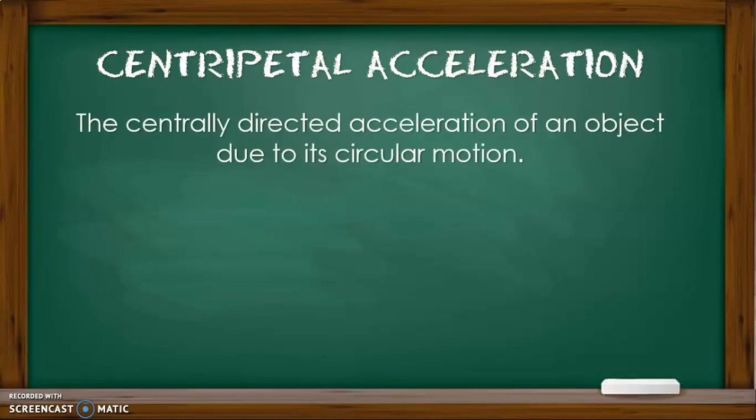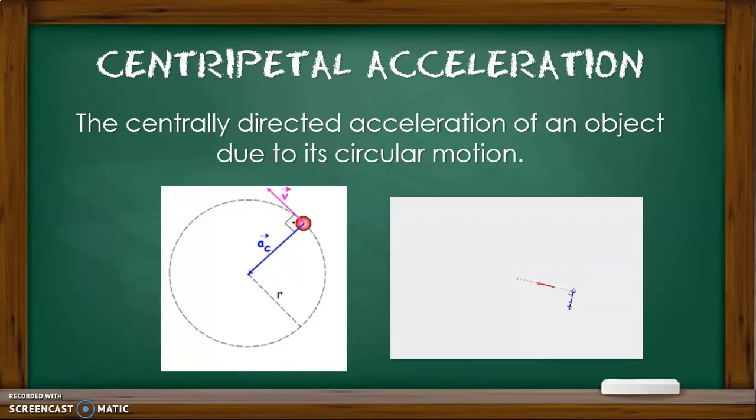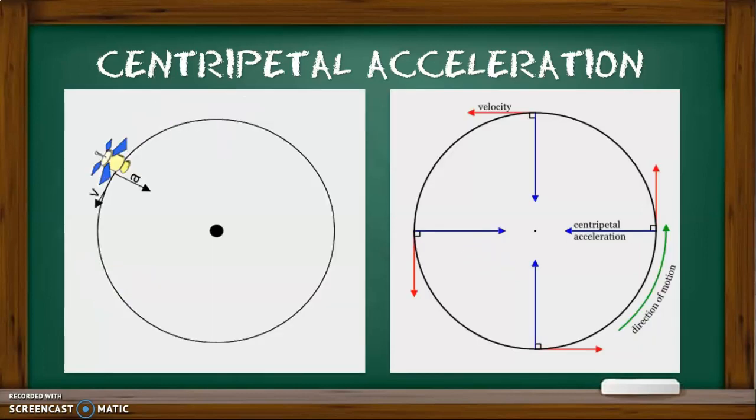Centripetal acceleration refers to the centrally directed acceleration of an object due to its circular motion. An object moving in uniform circular motion constantly accelerates because its direction, and therefore its velocity, constantly changes. This type of acceleration is called centripetal acceleration. On the screen is a vector analysis of centripetal acceleration that uses a satellite as an example of an object moving along a circular path.